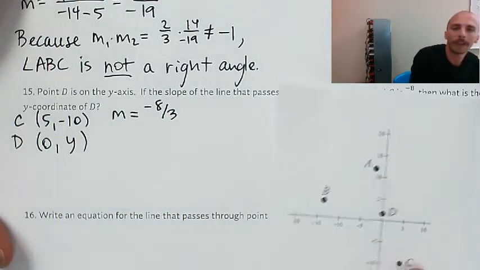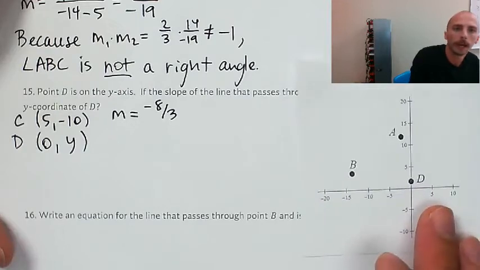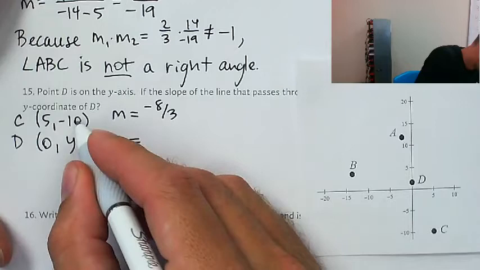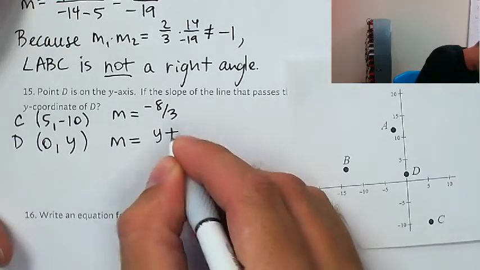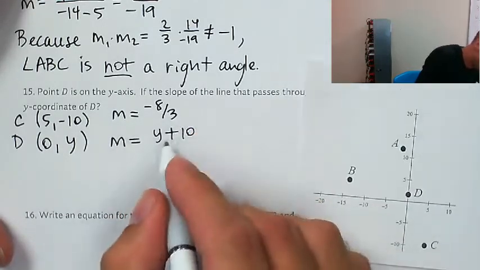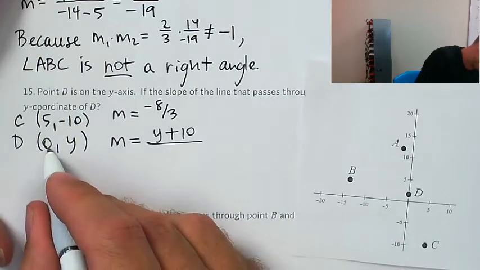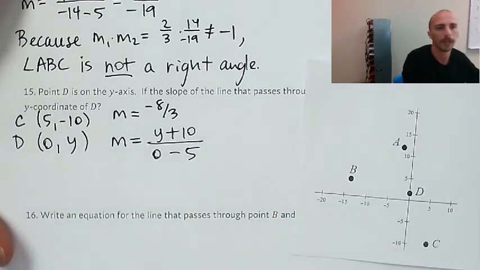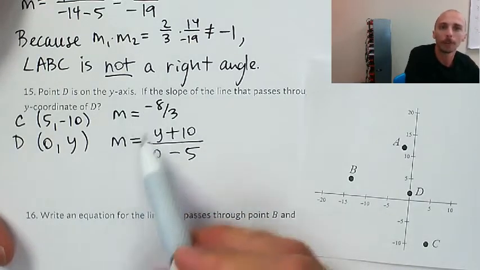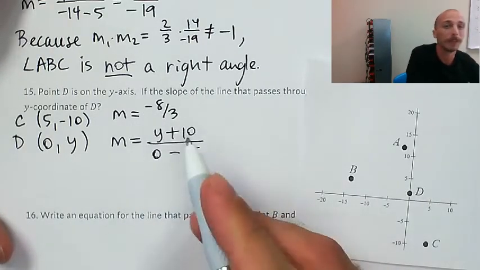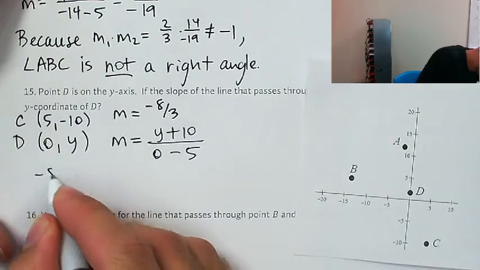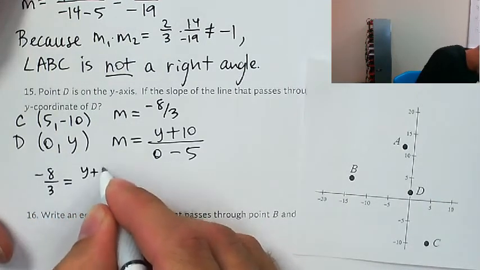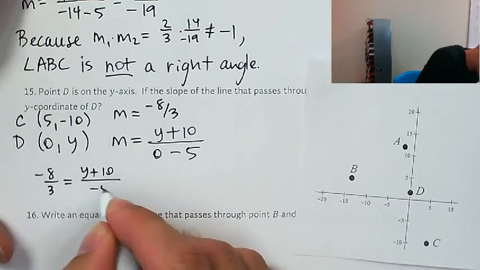And I also know I've got a formula for the slope, right? I've got rise over run. So m equals y2 minus y1, y minus negative 10, divided by x2, which is 0, minus x1, which is 5. Okay. And since the slope is -8/3, both of these things need to be equal to each other. So I've got negative 8 divided by 3 is equal to y plus 10 divided by negative 5.